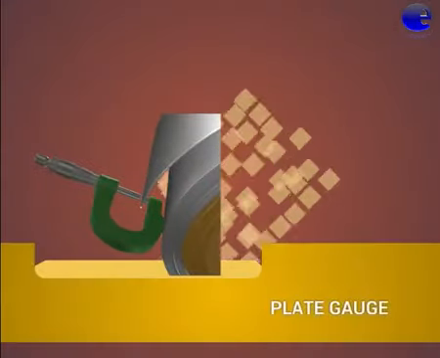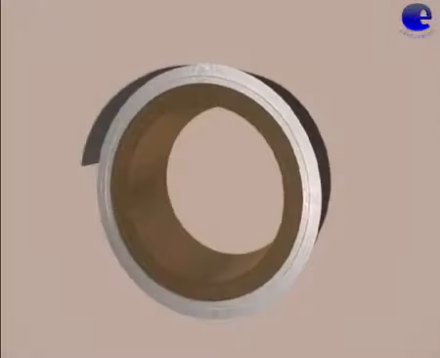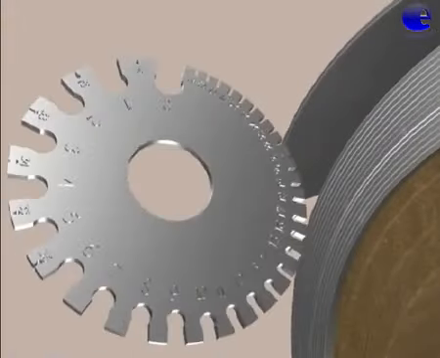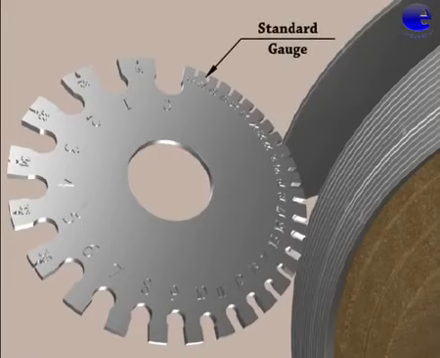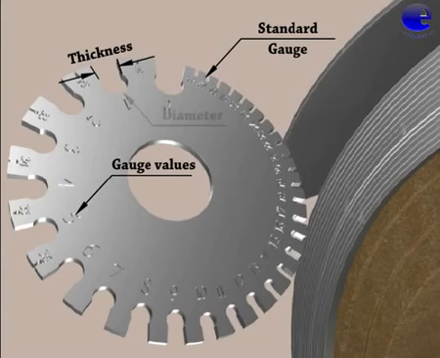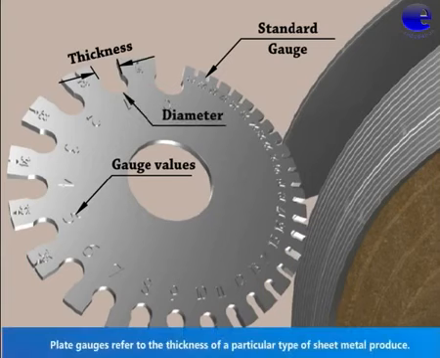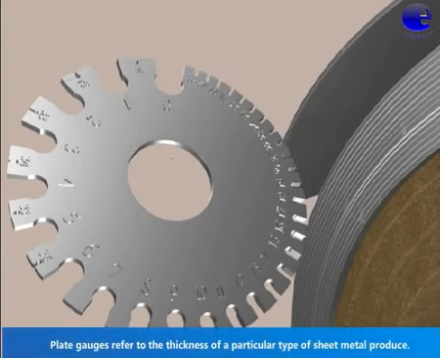Plate gauge. Let us see a 3D model of a plate gauge. Standard gauge, gauge value, thickness, diameter. Plate gauges refer to the thickness of a particular type of sheet metal produced.